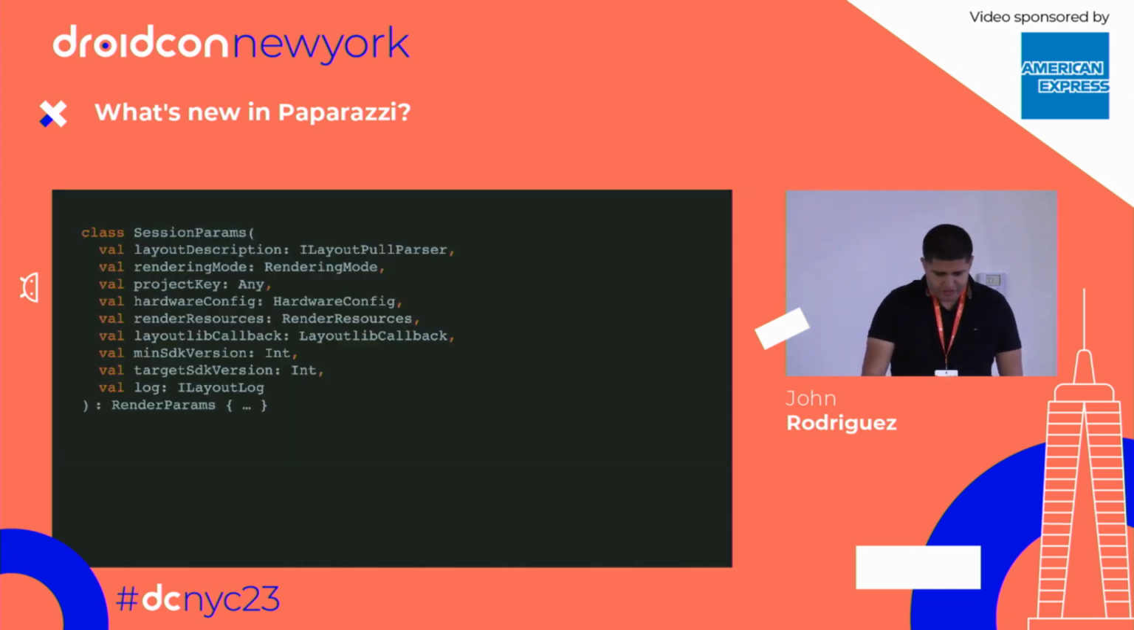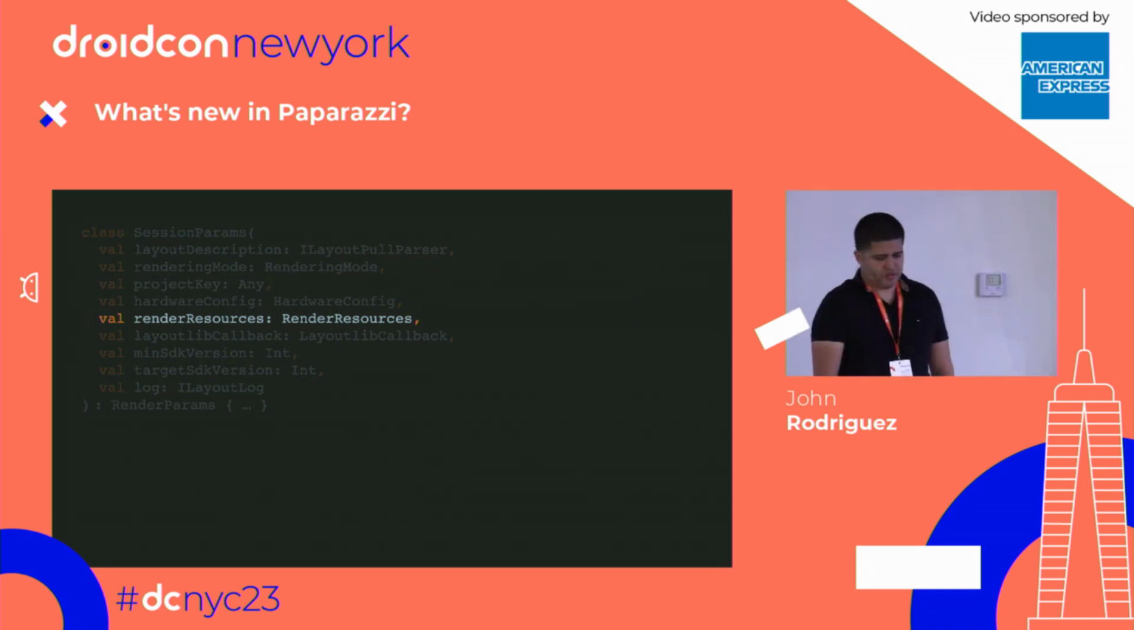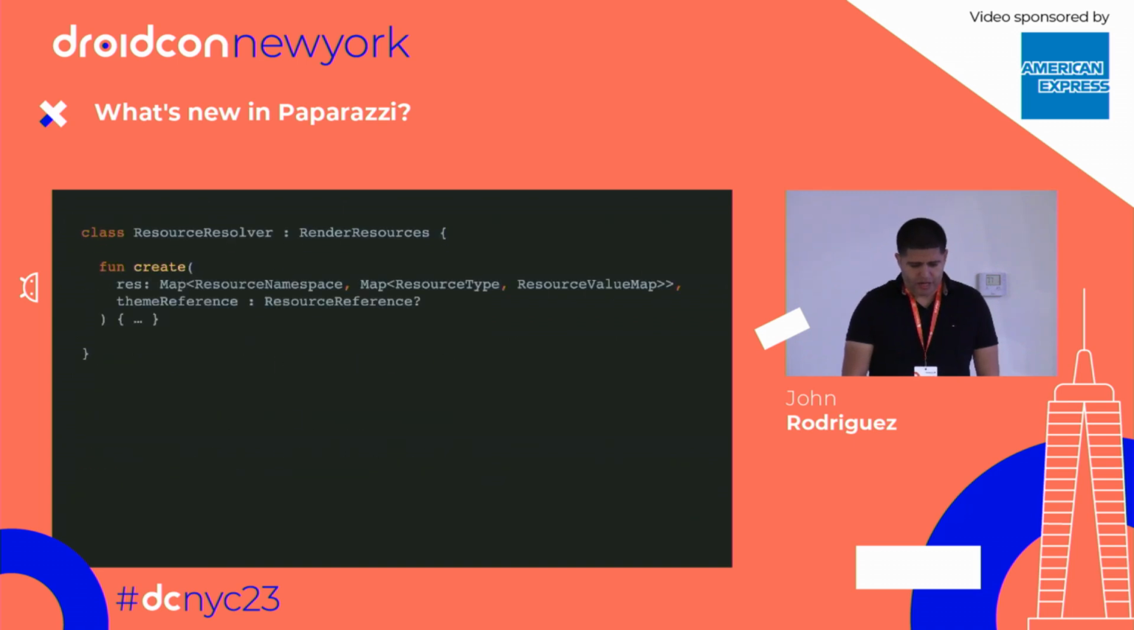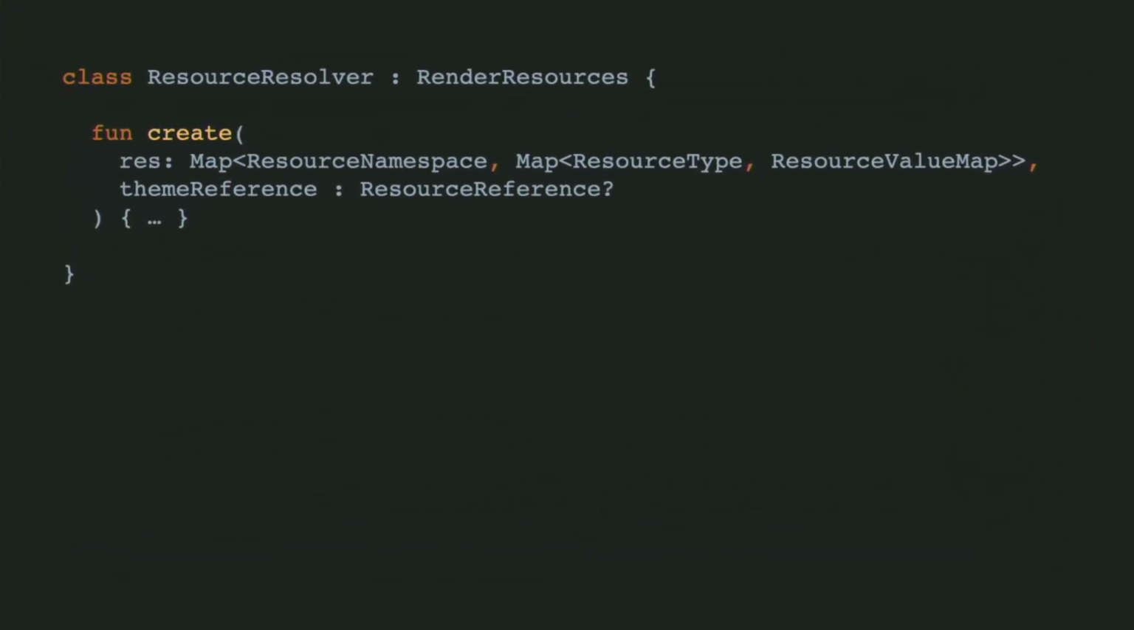So going back to resources, or rather session params, we see that there's this parameter called render resources. This is how you're providing your resources to Paparazzi. And specifically a type of render resource called a resource resolver. Think of it as a glorified three-dimensional map. It looks like it's a two-dimensional map, but note that the value of the inner map is another map. So you have a namespace, say Android or app. You have your type, your layout, your string, your drawable, and then your value, which will be keyed by the actual resource name.